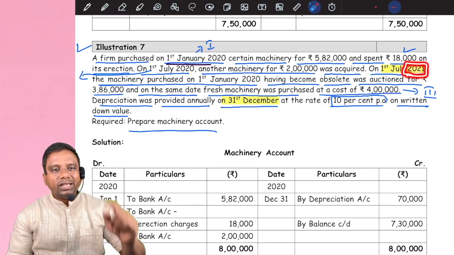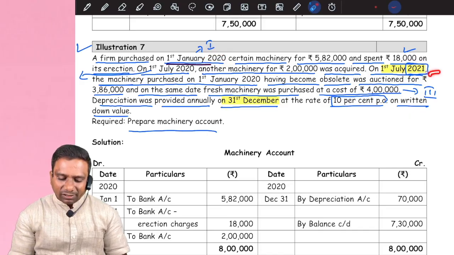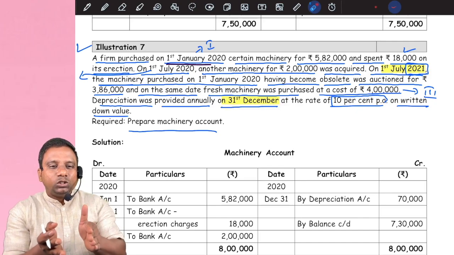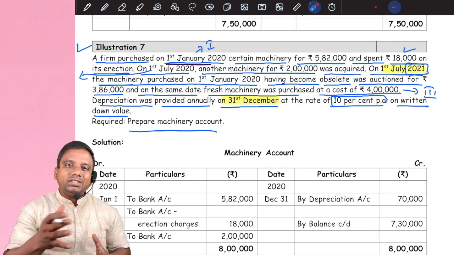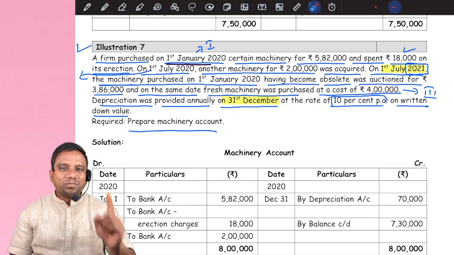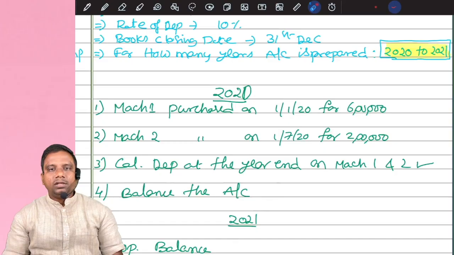2021. So they are saying 2020, at the same time they are saying 2021, and they said 31st December they are closing the books of accounts. Means 31st December 2020 they will close for 1 year, 31st December 2021 they will close for the second year. Hope you are following. Now observe carefully.